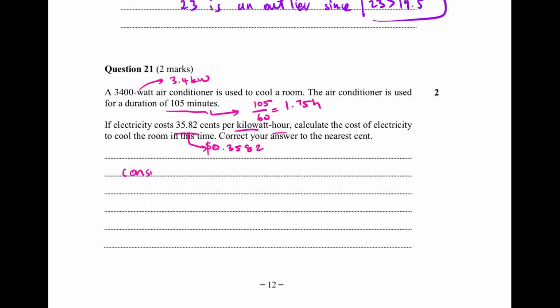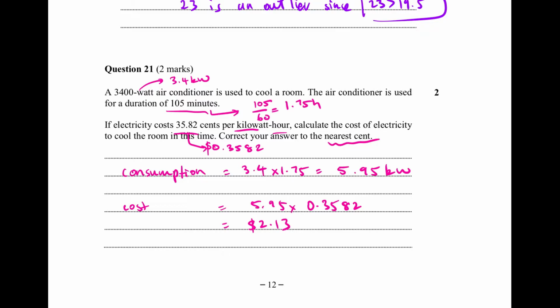So now I've got my consumption is 3.4 kilowatts over 1.75 hours, which is, so I'm going to use 5.95 kilowatt hours, and then the cost is going to be your 5.95 times 35.82 cents, or $0.3582, and that leaves me with $2.13 to the nearest cent.